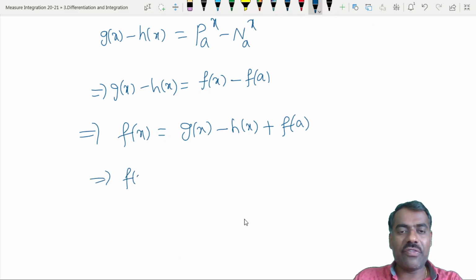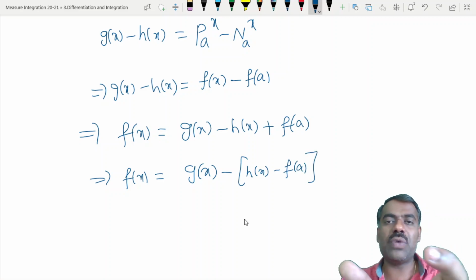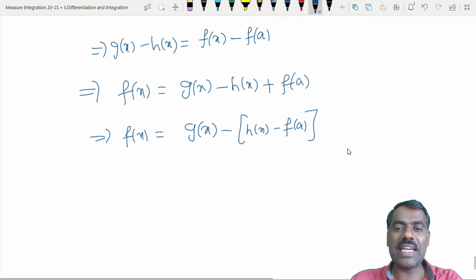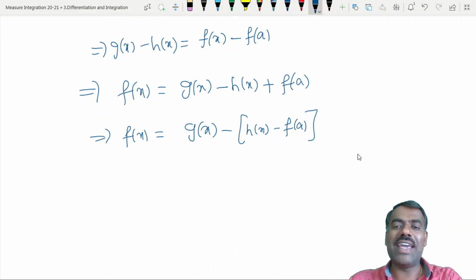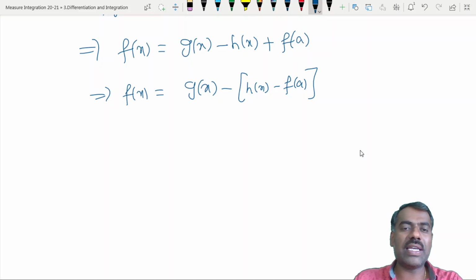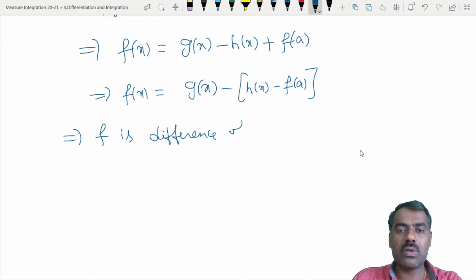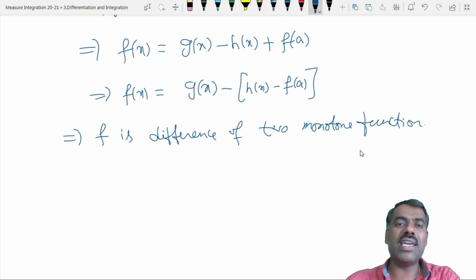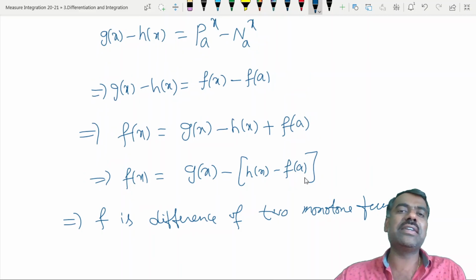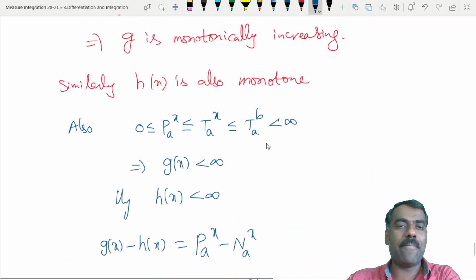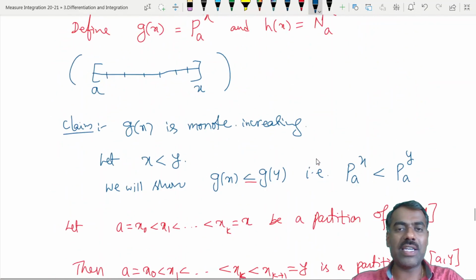This implies f of x is equal to g of x minus h of x minus f of a. f of a is just one value, some scalar, fixed value, right? Now, if h is monotone, then h minus some scalar is also monotone. Are you following? This implies f is a difference of two monotone functions. It is not exactly g minus h, but it is g minus h plus that f of a. That is the only thing. Is this clear? Yes or no?